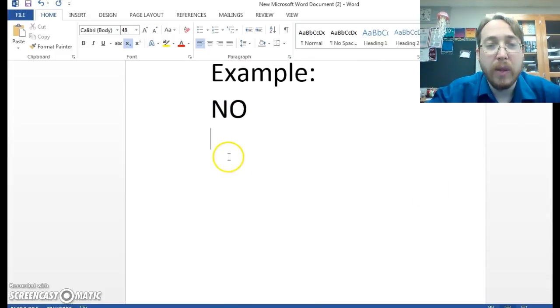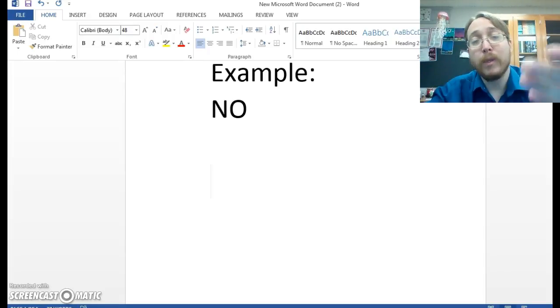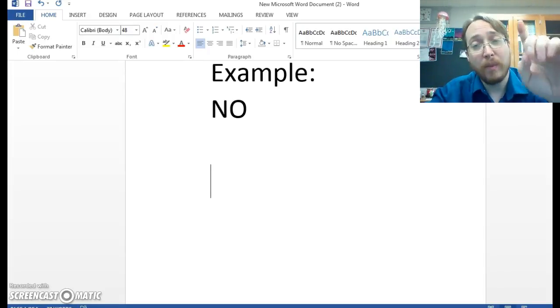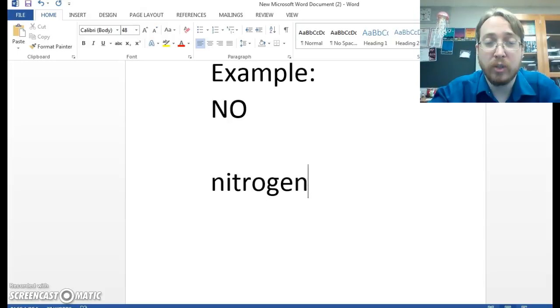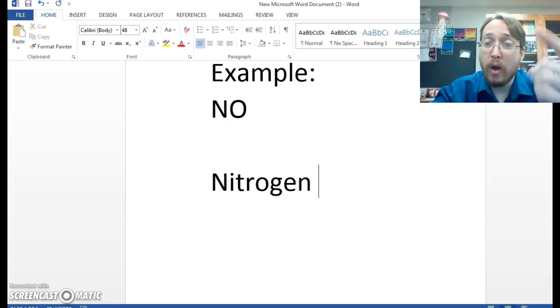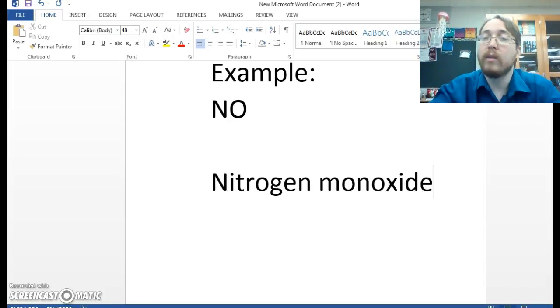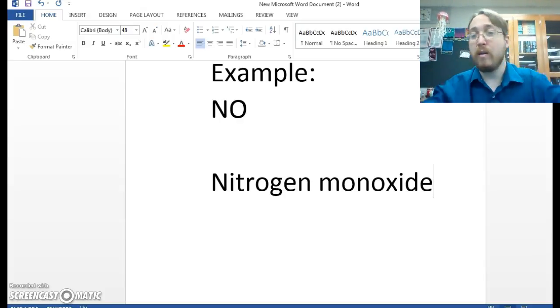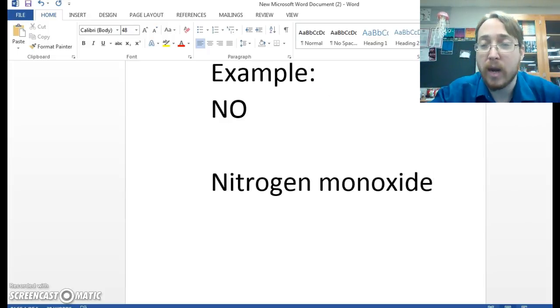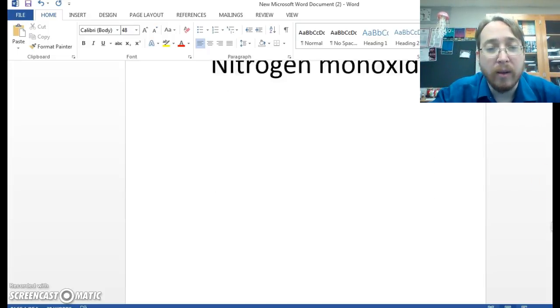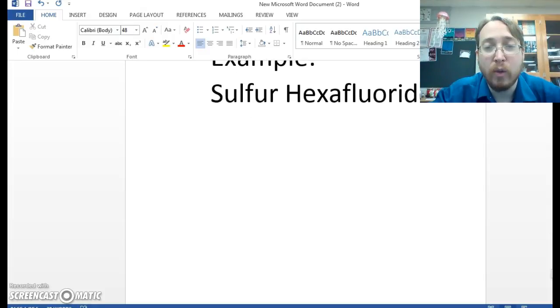The next one. NO. Well, how many nitrogen? 1. But since it's the first atom, we drop the mono, so it's just going to be nitrogen. And how many oxygen? 1. So monoxide. Sometimes, if there are vowels that are next together, we smush them together. So instead of monooxide, we just say monoxide. Nitrogen monoxide. And lastly, sulfur hexafluoride.